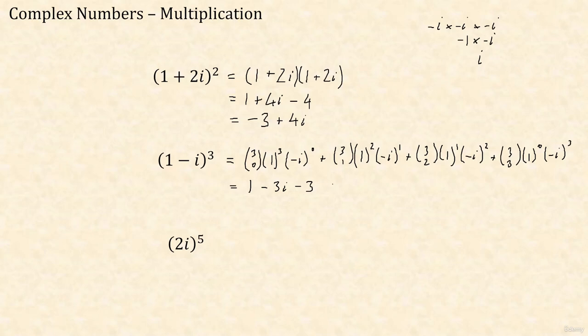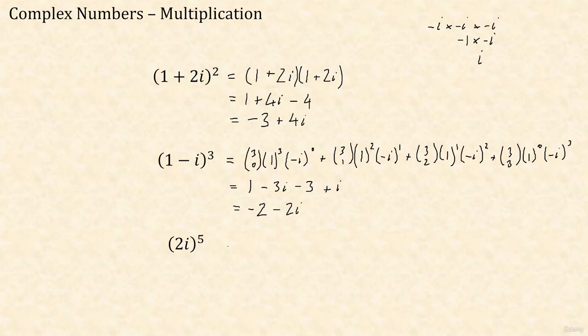So that's what we've got for that last term, so we have just plus i. And so what's our answer here? It's the real part, 1 minus 3 is minus 2, and then negative 3i plus i is minus 2i.